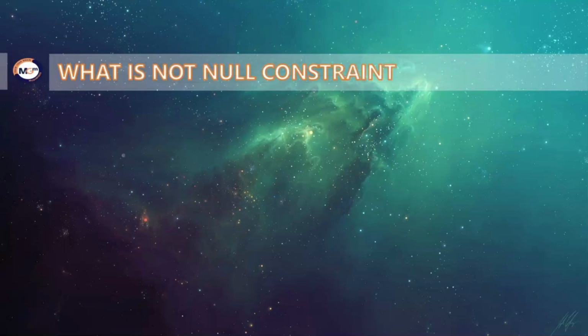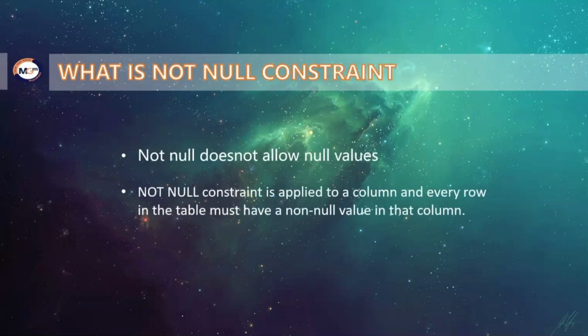The next constraint is not null constraint. Not null constraint does not allow null values. Whenever a not null constraint is applied to a column, then every row in the table must have a non-null value in that column. That means that column will not allow any null values to be inserted into it.